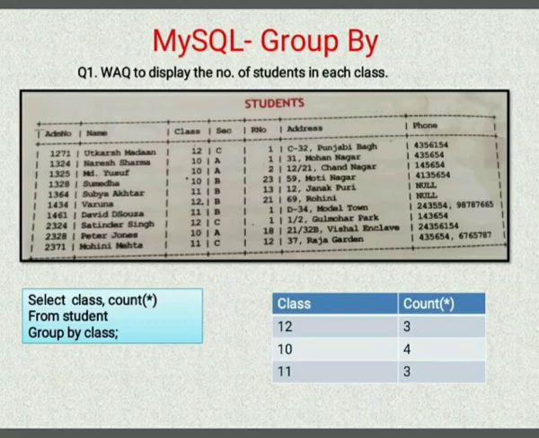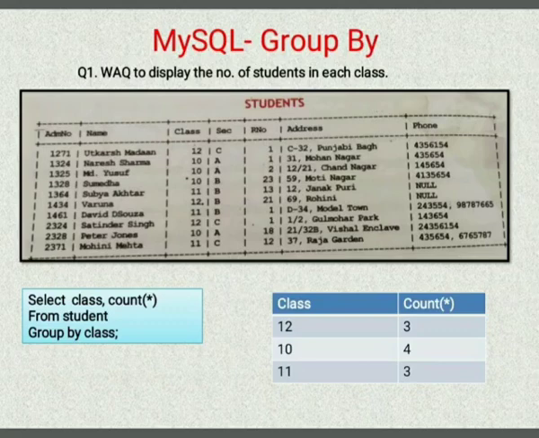And what about 10th? In 10th class, we have the number of students as 4: Narendra, Mohammad Yusuf, Sumedha and Peter Jones. And what about 11th? In 11th, we have 3 students: Subhya, David and Mohini. So we have to fetch this output, the number of students in each class.